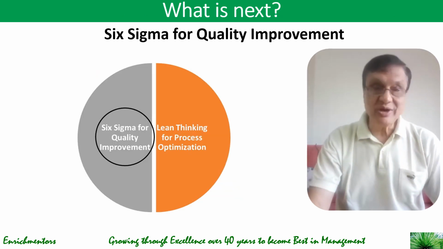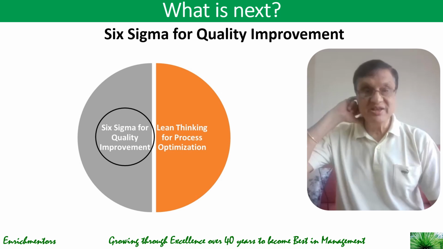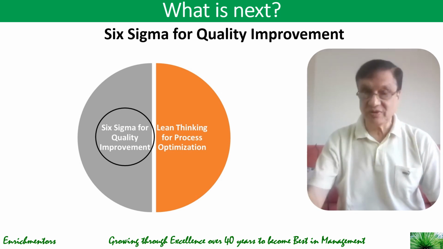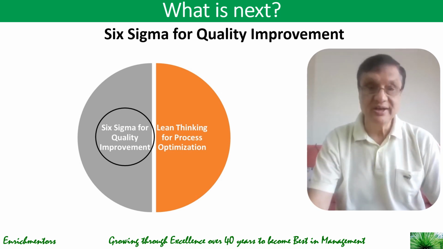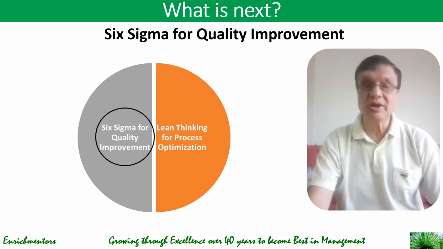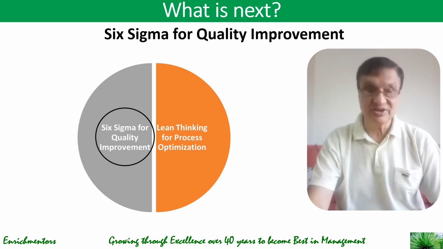So what is next? Having looked at how to use Lean thinking for process optimization of RCM, we will now look at how to use Six Sigma for quality improvement in the next lecture.